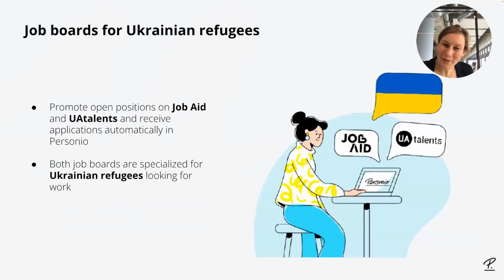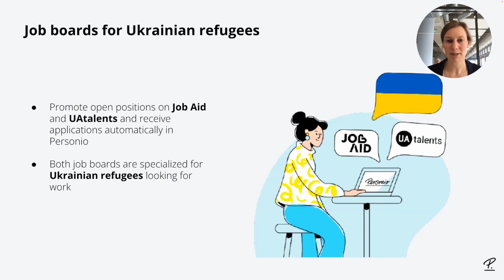In recruiting, very important in current times, there was a project started at Personio on how we as Personio and also other companies can support in the current situation. One of the ideas that came up was building a platform that makes it easier for companies to post jobs on websites or job boards for Ukrainian refugees. And two of them we have integrated in Personio now. One is Job Aid for Ukrainian Refugees, and the other one is UA Talents.